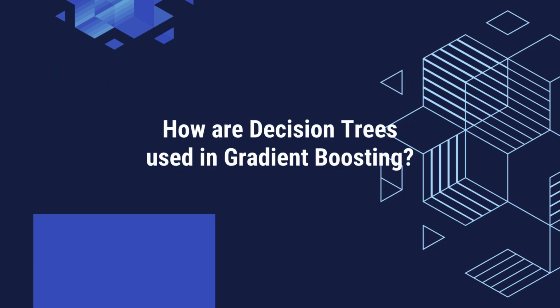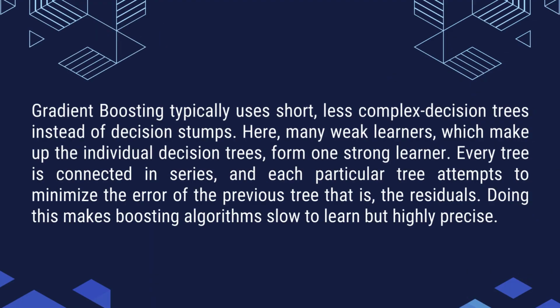So, how are decision trees used in gradient boosting? Gradient boosting typically uses short, less complex decision trees instead of decision stumps. Here, many weak learners, which make up the individual decision trees, form one strong learner. Every tree is connected in series, and each particular tree attempts to minimize the error of the previous tree, that is, the residuals. Doing this makes boosting algorithms slow to learn but highly precise.